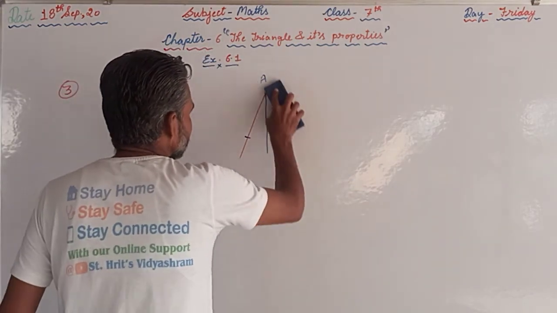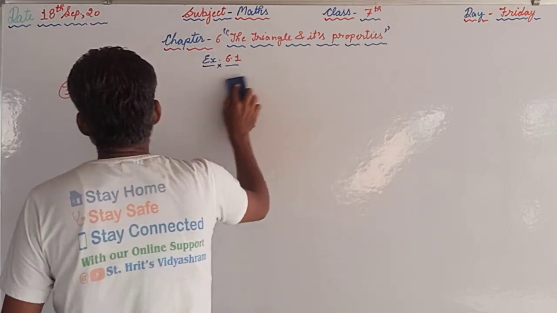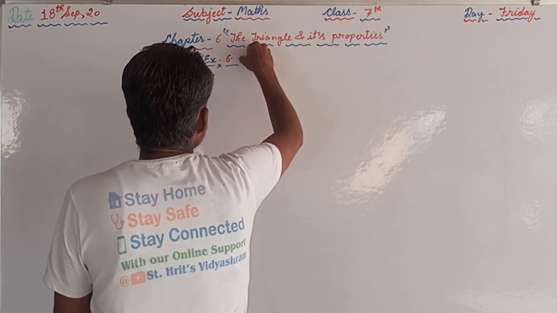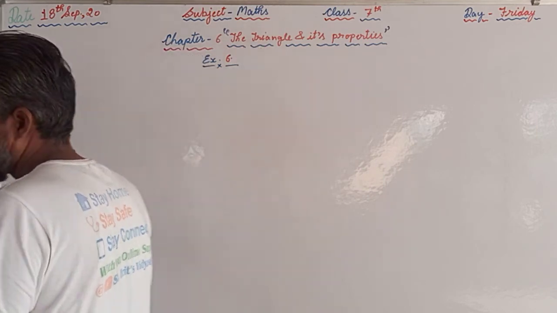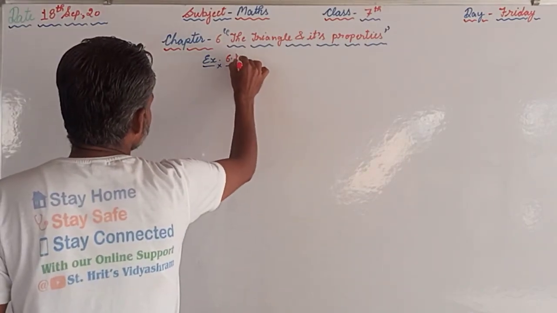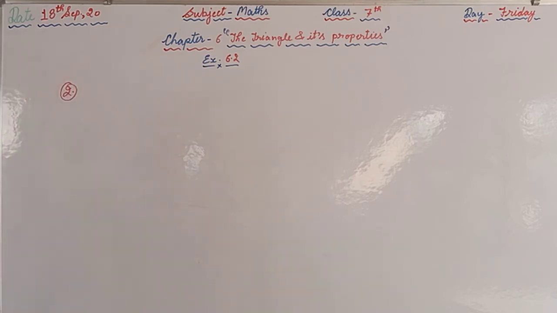After that we are supposed to take some of the questions from the next exercise. Because this exercise is already completed, only 3 questions were there, so we can start 6.2 and we can take 1 or 2 questions from that exercise.